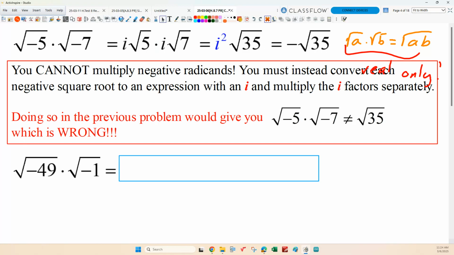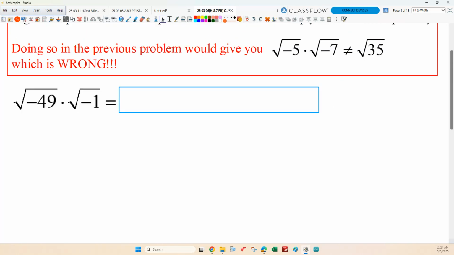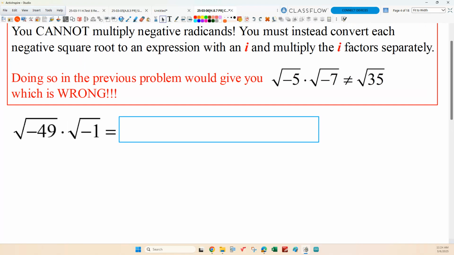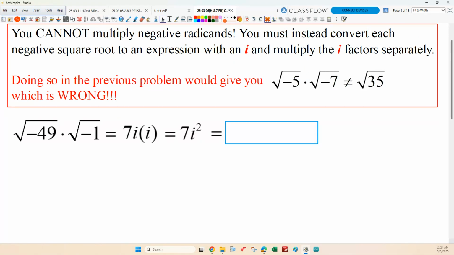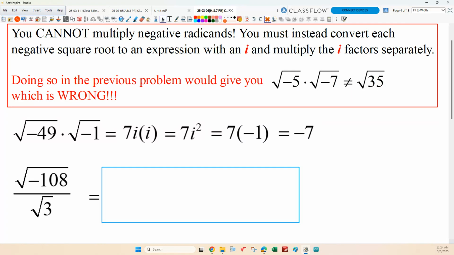Okay? So what's the moral here? You can't multiply negative radicands. You have to instead convert each negative square root to an expression with an I and then multiply the I factors separately, right? So you can now probably tell me pretty quickly what's the answer to that one going to be? Which is negative 7. Yeah. Right? I get 7I times I, 7I squared, so it's negative 7.